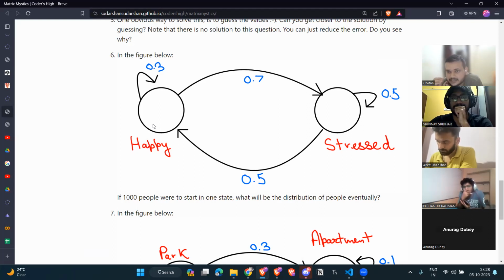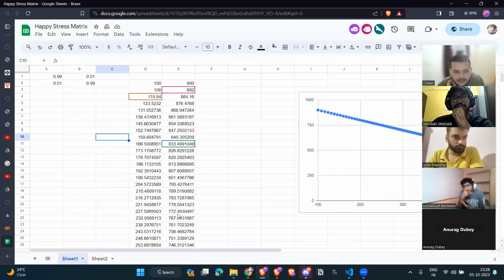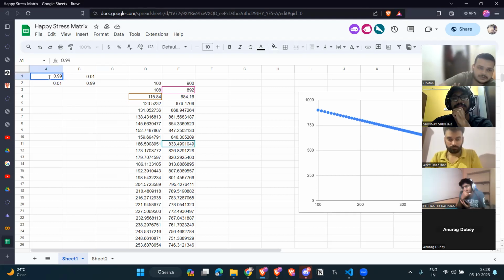So what we are seeing essentially is for the happy, we have 0.5 of stress plus 0.3 of happy. And for stress, we have 0.5 of stress plus 0.7 of happy. So we have two equations. We were discussing those two equations, and we also noticed, using the Excel sheet, that the conversion stabilizes after a point.